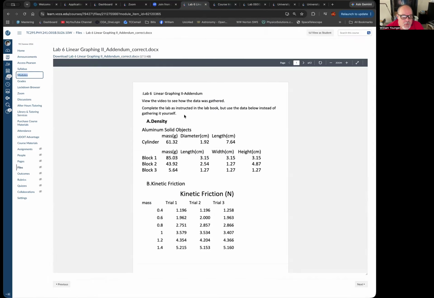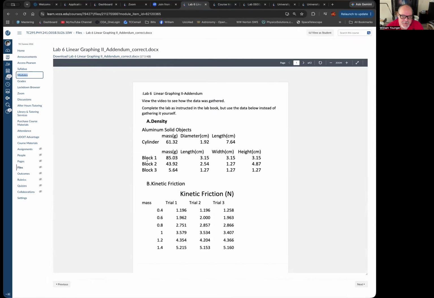Here it is. So when it says view the video to see how the data was gathered, those are the videos I was talking about. It says complete the lab as instructed in the lab book, but use the data below instead of gathering it yourself. So this is the density data that we found for the objects. For the cylinder, we found a mass of 61.32 grams, a diameter of 1.92 centimeters and a length of 7.64. That is for a cylinder made of aluminum.